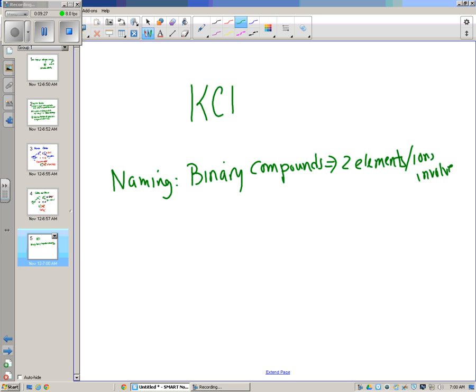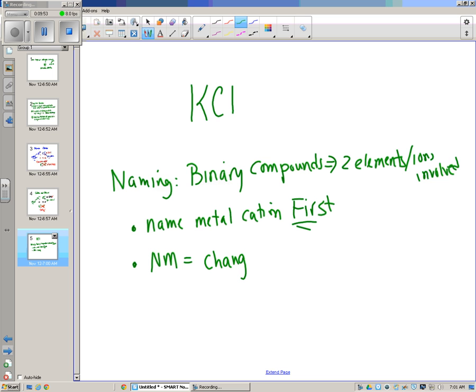Okay? So what we do is we always name the metal cation first. Always the metal comes first. Then the nonmetal is written second. But the nonmetal gets married. When the nonmetal gets married, she changes her name so that she has an IDE ending.